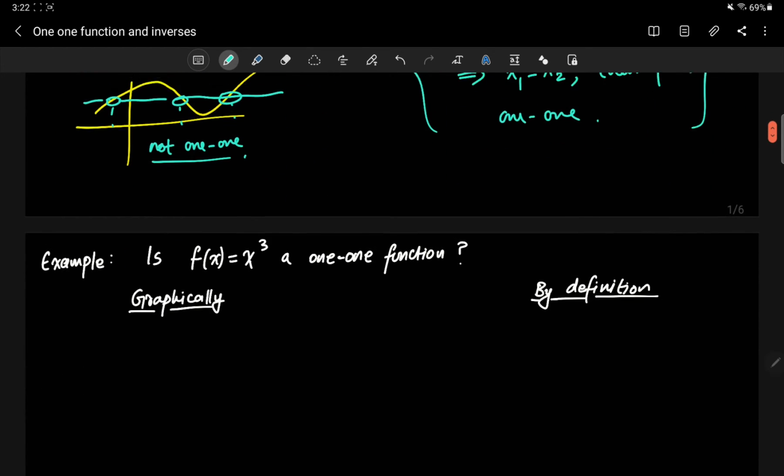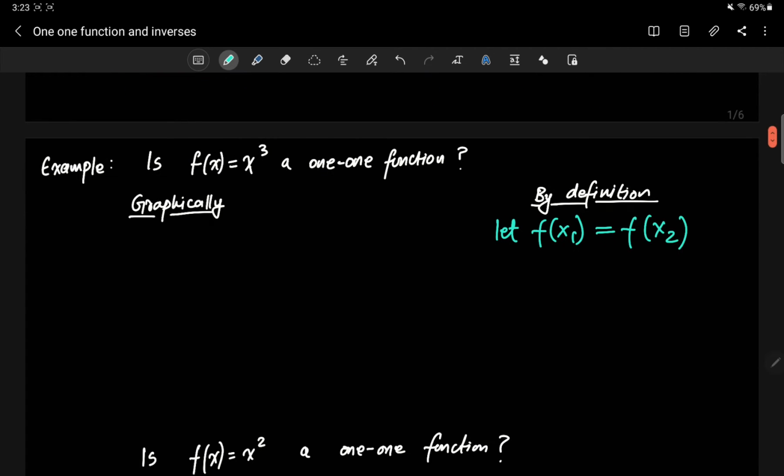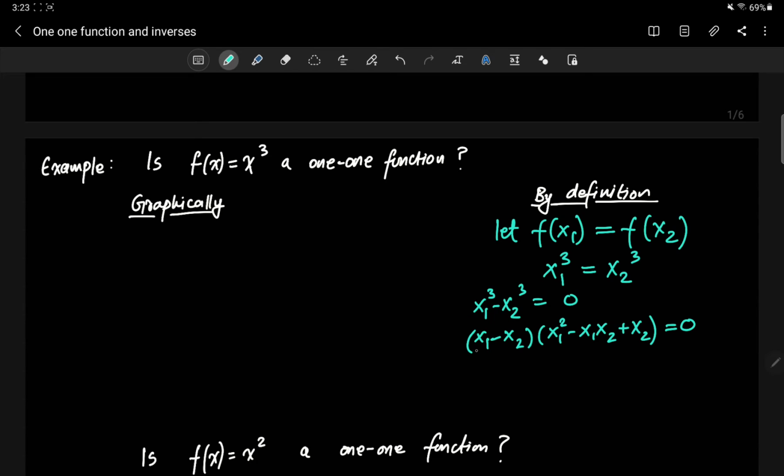Okay, let's look at an example. It might make more sense. Is f of x equals x cubed a 1, 1 function? So let's try the by definition one. So we let f of x1 equal f of x2, which means x1 cube equals x2 cube, which means x1 cube minus x2 cube equals 0, or x1 minus x2 times x1 squared plus x1 x2 plus x2 squared equals 0, and this gives me x1 equals x2.